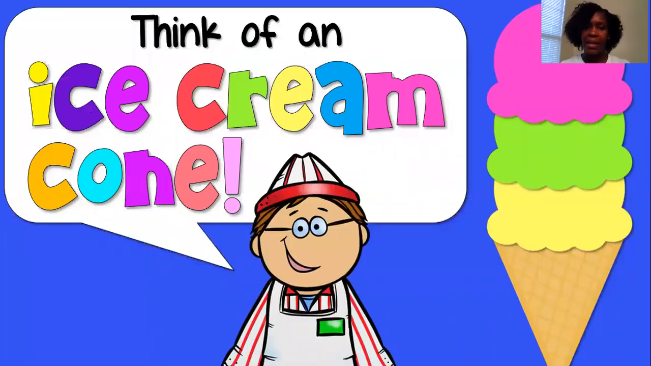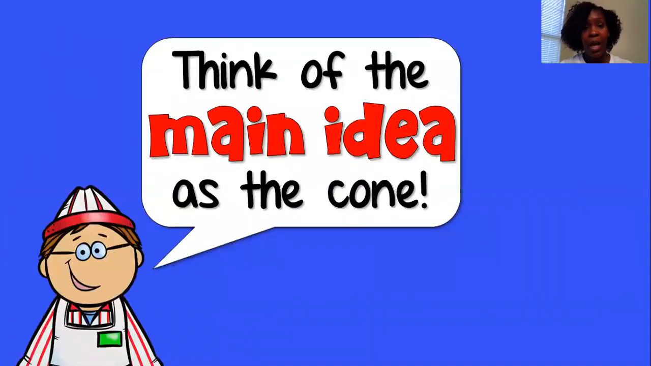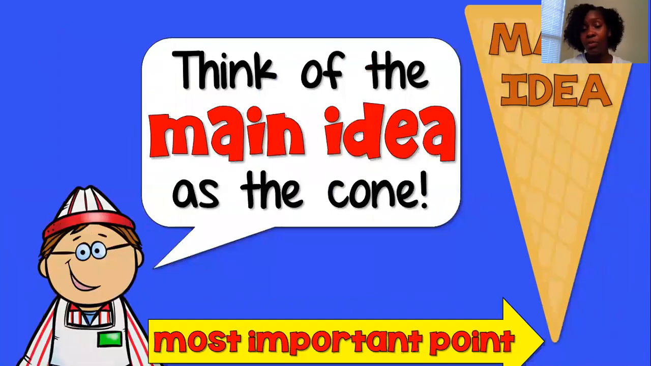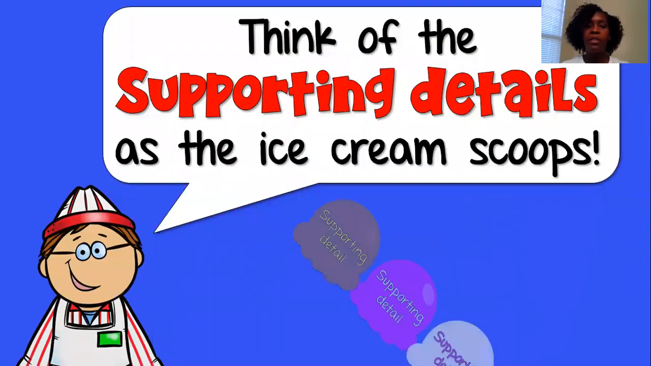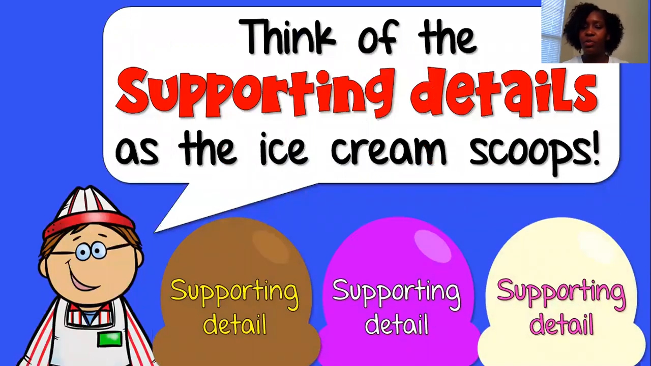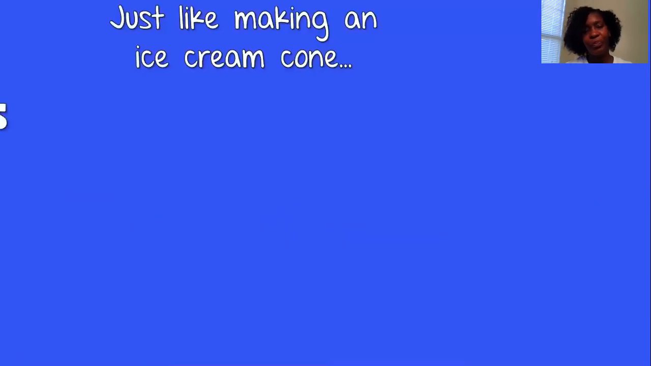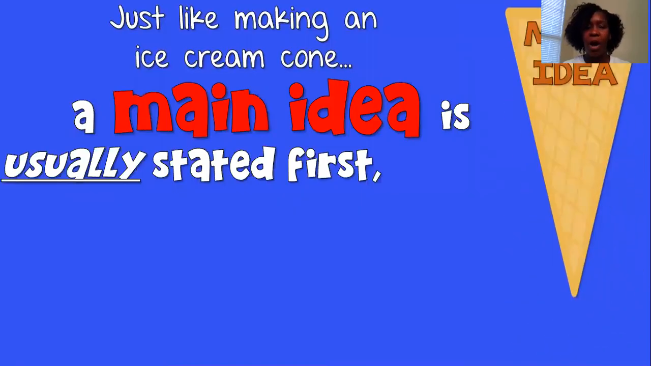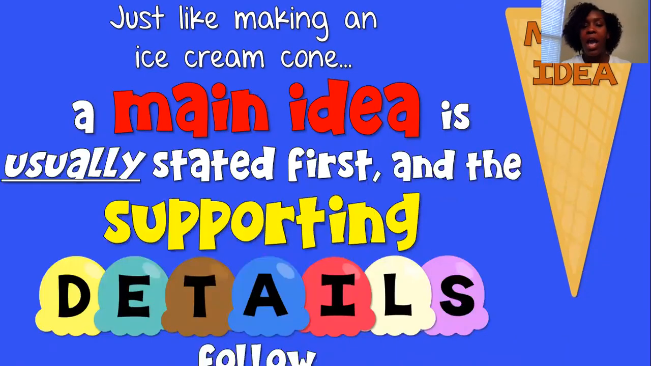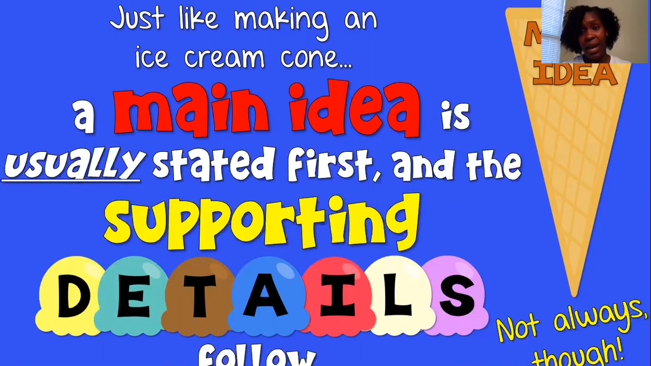When you think about main idea and key details, you can think about it like an ice cream cone. Think of the main idea as the cone, which is the most important point. And think of the supporting details as the ice cream scoops. So just like an ice cream cone, a main idea is usually, not always, but usually stated first and the supporting details follow. But this is not always the case though.